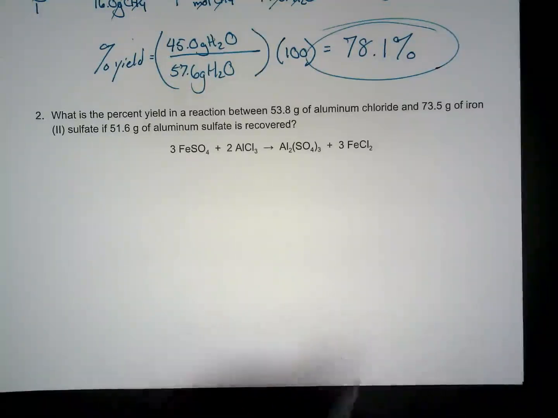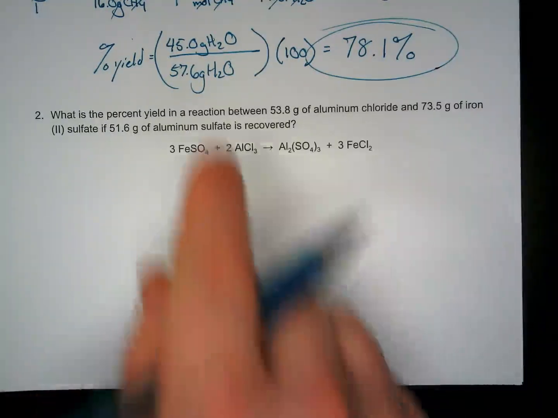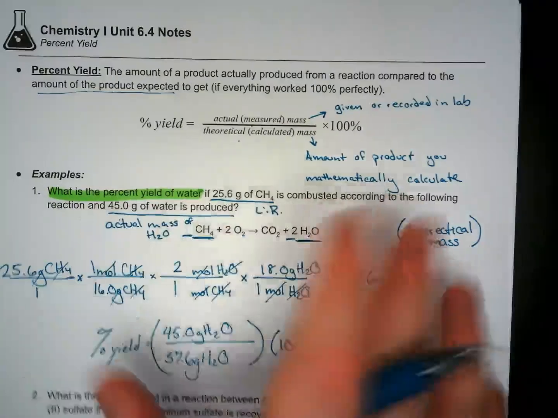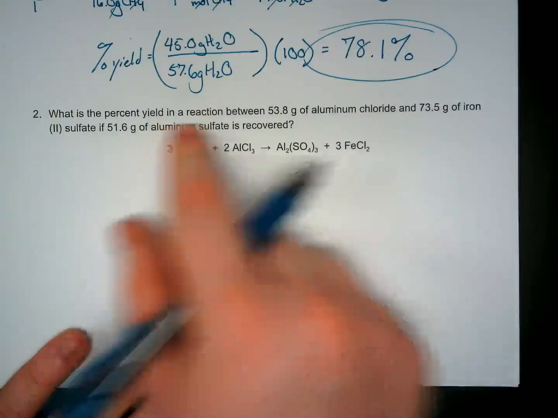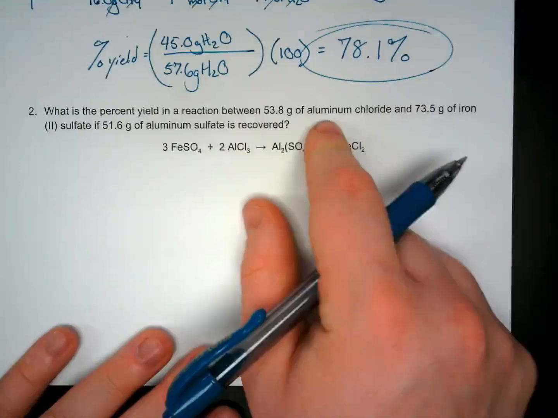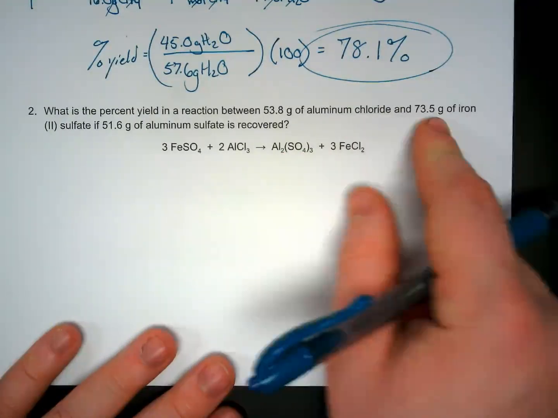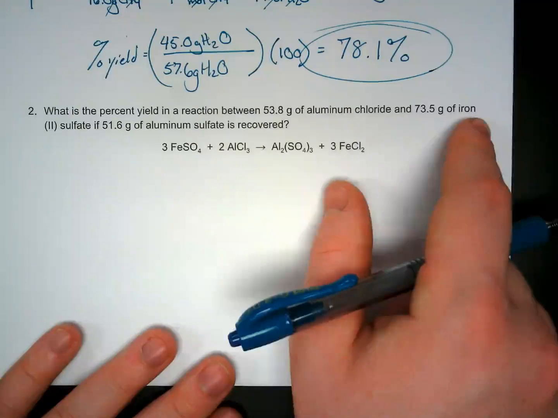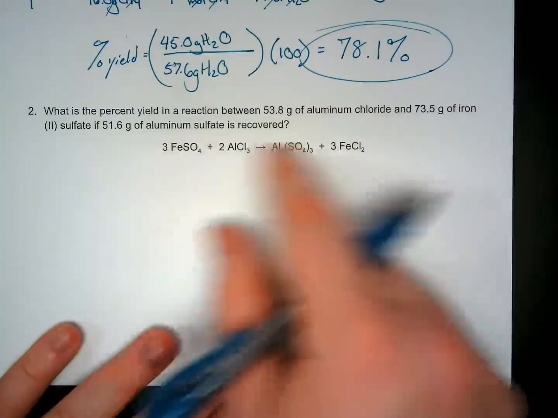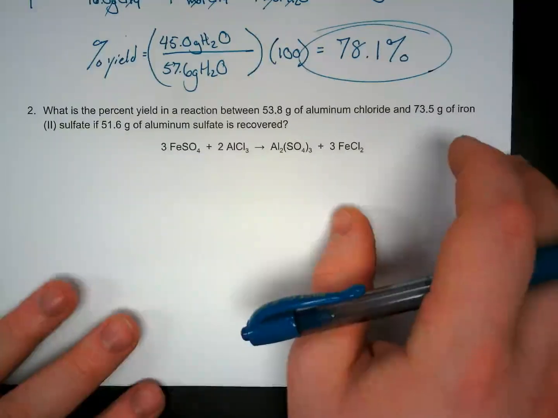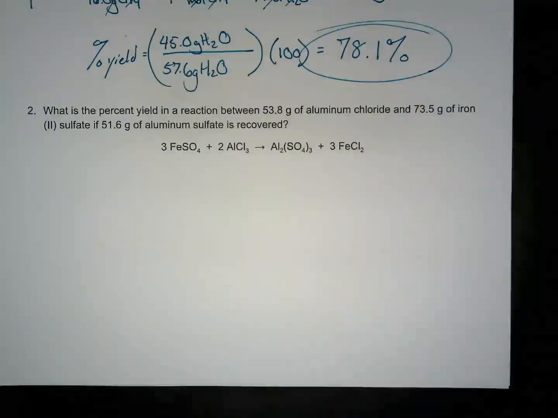So we're going to have to more or less come up with this right here. Or actually, it's quite different. We're asked to find the percent yield in a reaction between 53.8 grams of aluminum chloride and 73.5 grams of iron 2 sulfate if 51.6 grams of aluminum sulfate is recovered. Okay, so let's break this down because this is asking a whole lot, and we've got to do a whole lot in this.